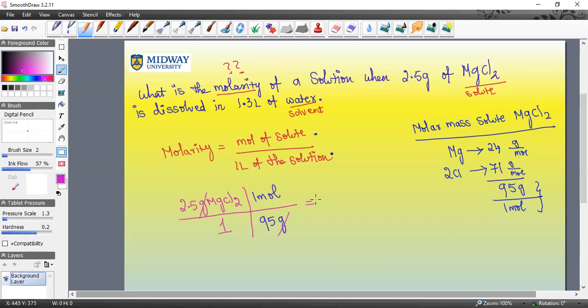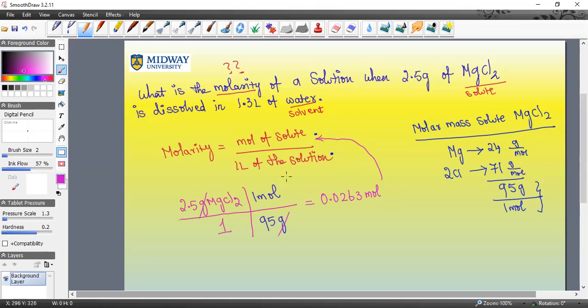So if you do the math, it'll be 2.5 over 95. It's about 0.0263. I usually write 2 to 3 decimal places from whatever my calculator gives me. So 0.0263 moles. That's my solute. So this is what this is corresponding to.